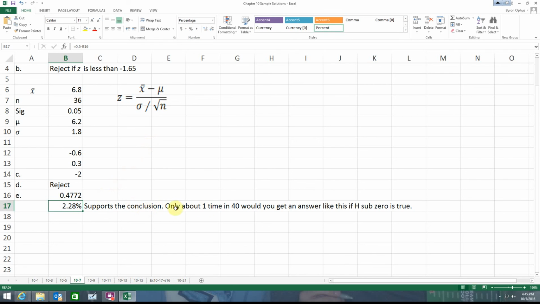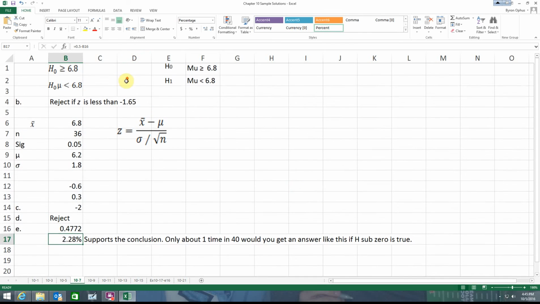So it supports the conclusion. It says only about one time in 40 would you get an answer like this if H sub 0 is true. Okay, so we're rejecting this. Only about one time in 40 would we get an answer above 6.8, right? Hope that makes sense to everybody.